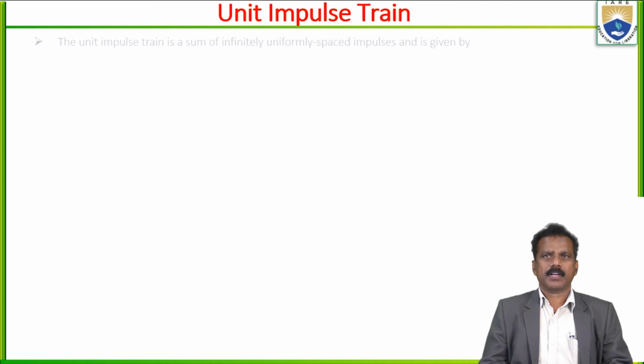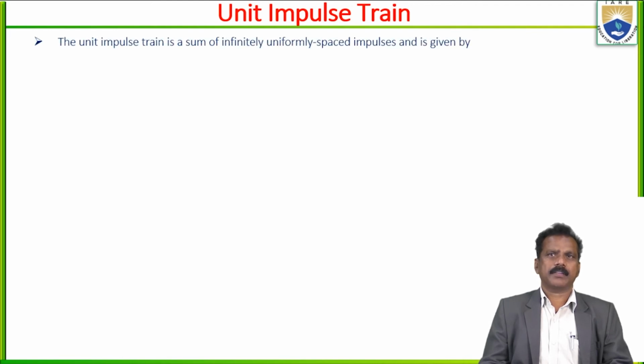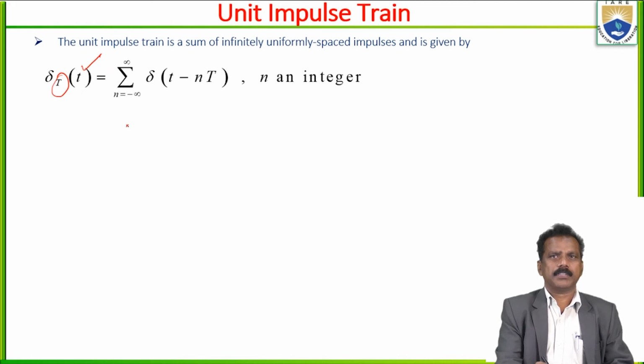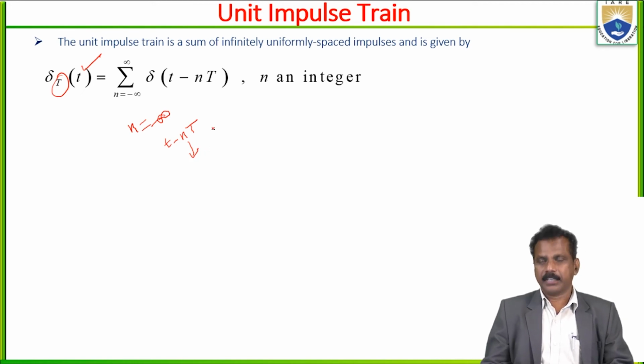Coming to the unit impulse train. The unit impulse train is the sum of infinite uniformly spaced impulses and is given mathematically by delta capital T of t, which is equal to the summation over n from minus infinity to plus infinity of delta of t minus n times T, where n is an integer value.